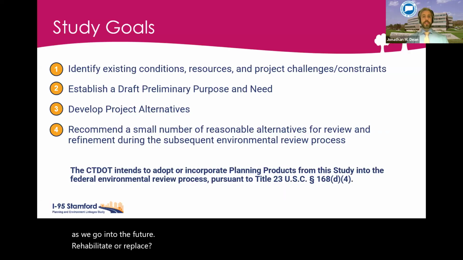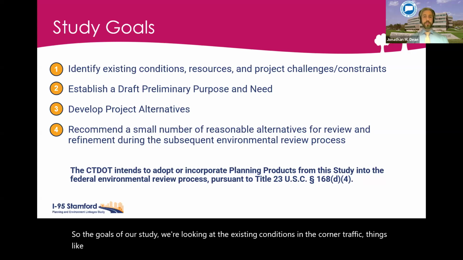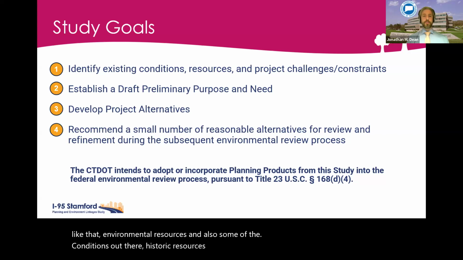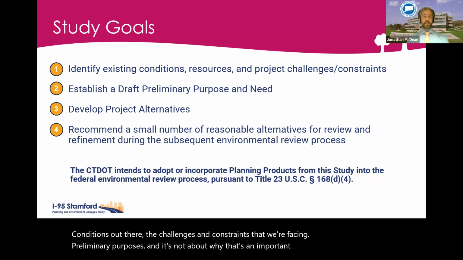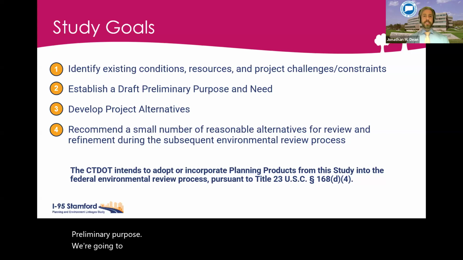So the goals of our study: we're looking at the existing conditions in the corridor, traffic, safety, things like that, environmental resources, and also some of what we call the built conditions out there, historic resources and the like. And then also what are the challenges and constraints that we're facing. Another goal is to establish a draft preliminary purpose and need, and we'll talk about why that's important a little bit later.